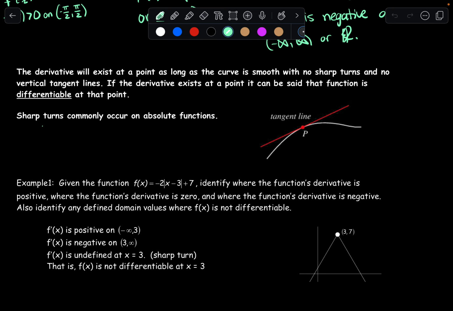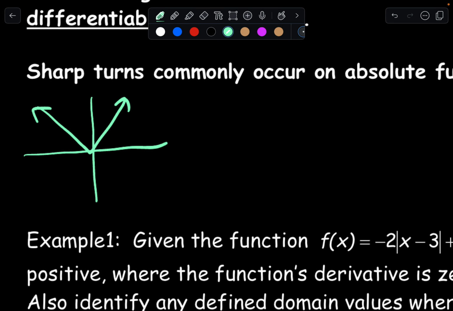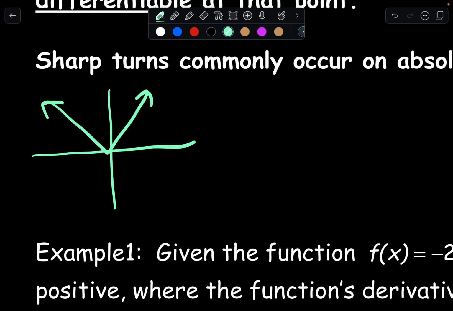Okay, so if we do a quick sketch of an absolute value function, let's just use the parent function where it's a linear function, but we are applying the absolute value transformation to it, okay? So at this point, because we have a sharp turn here, that means at x equals 0, that point is considered non-differentiable.